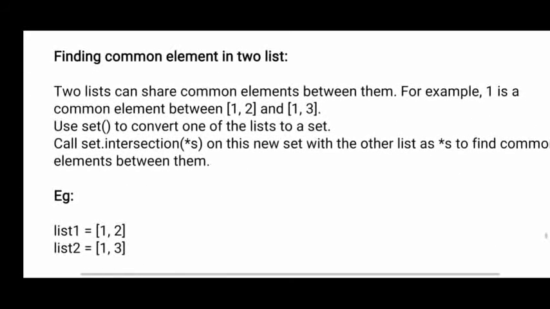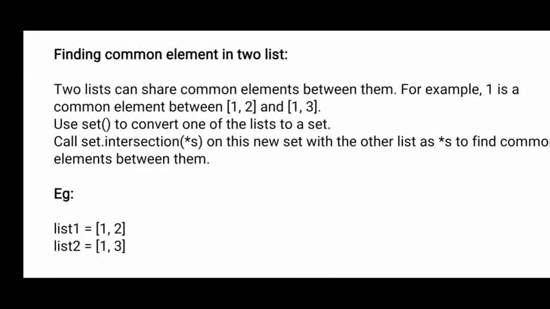Now the next one is finding common elements in the list. See, actually using set and intersection, two functions, you can find a common letter, common number in more than one list. So here we'll use two functions. One is set and the second one is intersection.